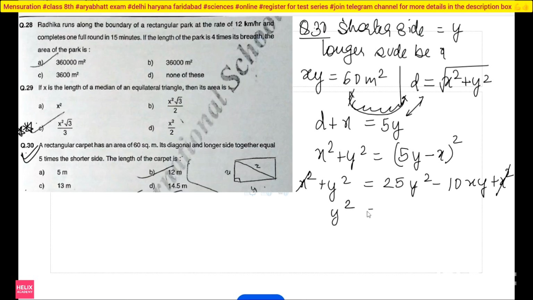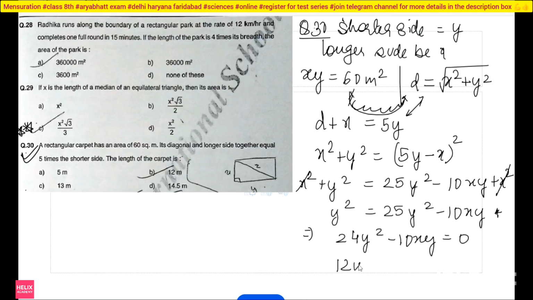So I am getting y square is equal to 25y square minus 10xy, since x square is already cancelled. Finally I am getting 24y square minus 10xy is equal to 0. Y cancels from each side, so 12y is equal to 5x. From this I am getting x is equal to 12 by 5 y. This is the relationship I am getting between x and y.